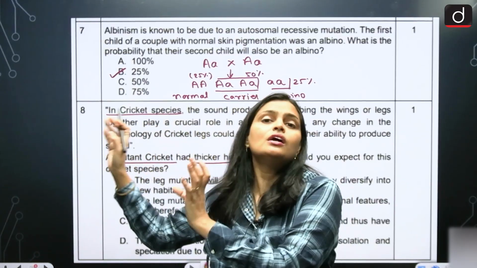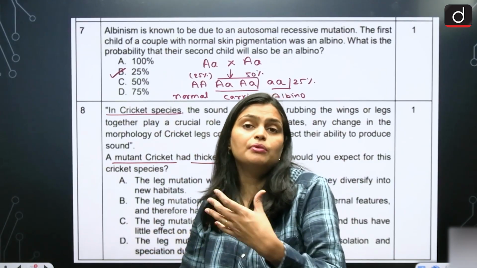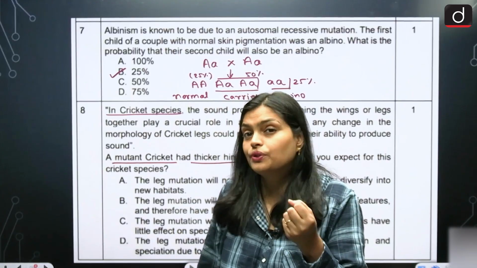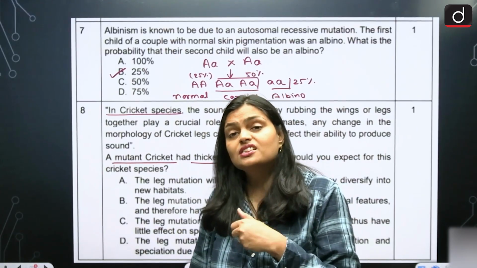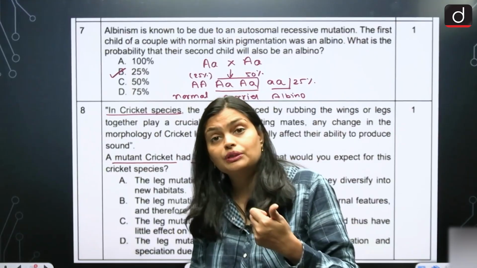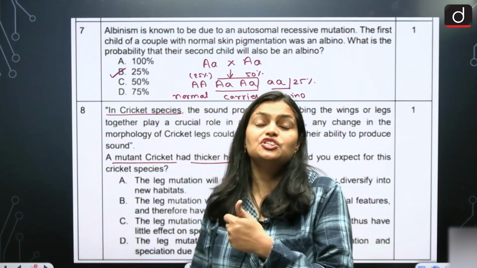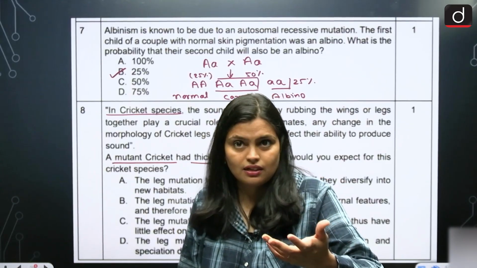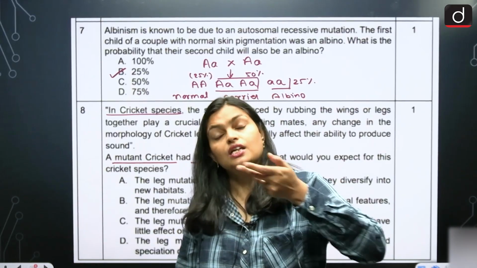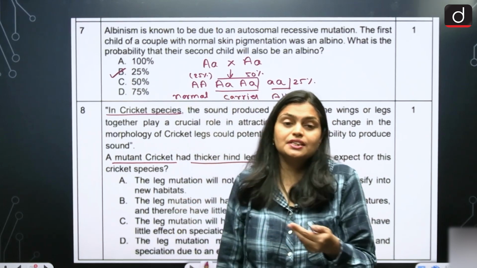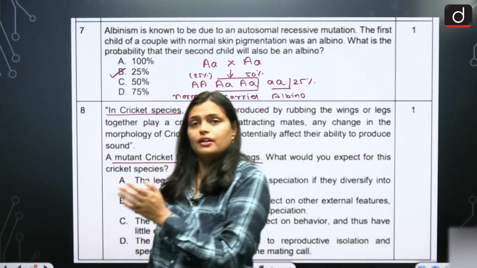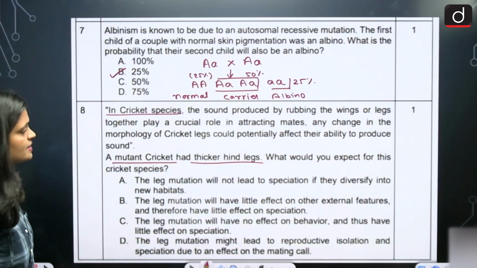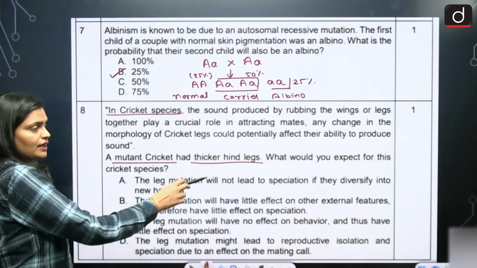Now they become another species which are not able to reproduce, which have thicker hind legs and which are not able to produce that sound. So this causes speciation due to reproductive isolation. Speciation मतलब क्या होता है कि नया स्पीशीज बन जाना, ठीक है, म्यूटेशन की वजह से. So now speciation किसकी वजह से हुआ? Due to reproductive isolation. Okay, so here the option is, the leg mutation will not lead to speciation.